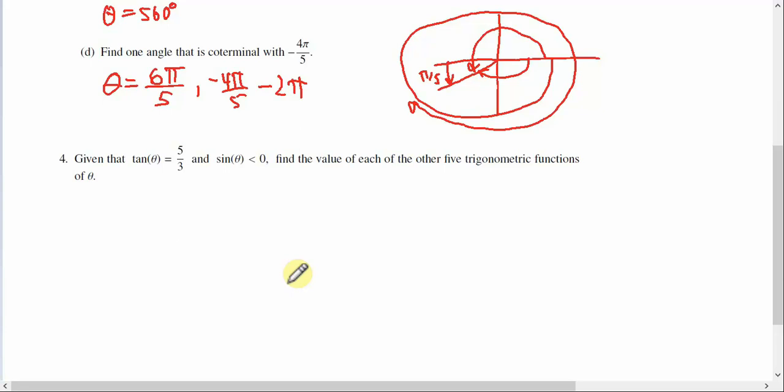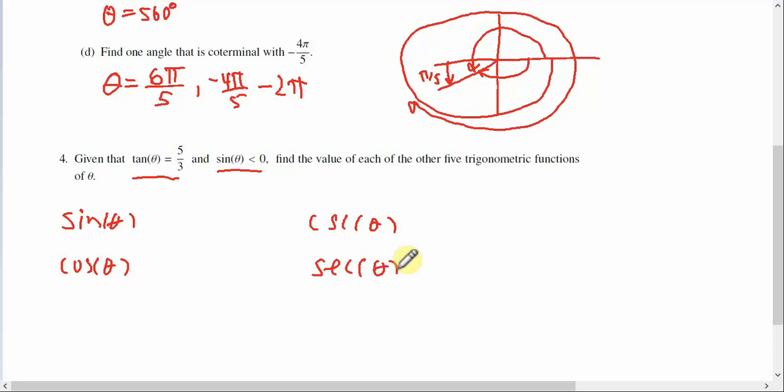All right, and then this last one on this page, we're told that tangent of theta is 5 over 3, and that sine is negative, and we're asked to find the values of each of the other 5 trig functions. So let's see, I've got sine theta I got to figure out, and cosecant theta, and cosine theta I need to figure out, and secant theta. Tangent theta I don't need to figure out, it was given to me, and cotangent theta.